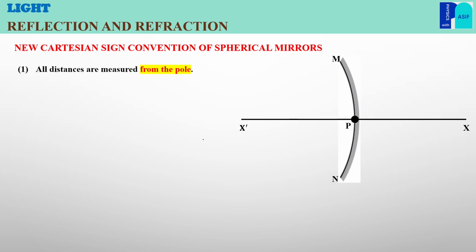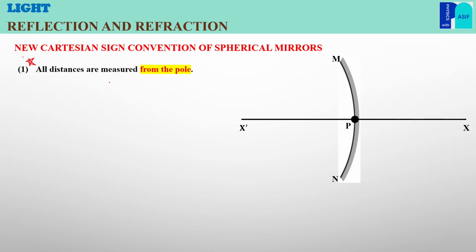And the first convention is all the distances are measured from the pole. This is very, very important. So whatever the distance that you measure in the horizontal direction, you have to start always from the pole of the mirror. For example, if you are measuring the object distance and if the object is placed at the left hand side of the mirror, then you are measuring from the pole to the object.